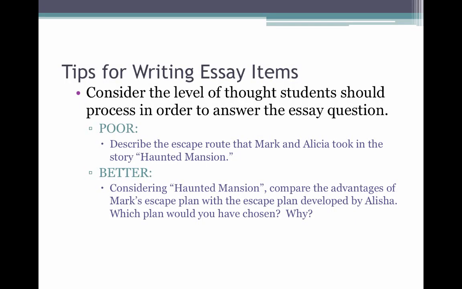Let's additionally think about the level of processing that students have to go through as they provide an answer to related essay questions. Think about this example here. Here's a poor example: Describe the escape route that Mark and Alicia took in the story Haunted Mansion. There's not necessarily anything wrong with this question. It's just not as strong as it potentially could be. It's merely asking students to recall related information as opposed to being able to apply it.